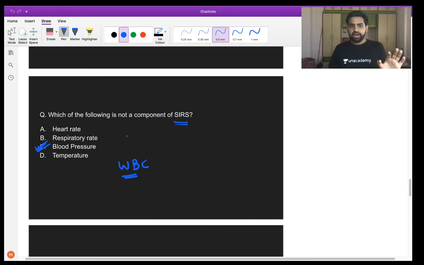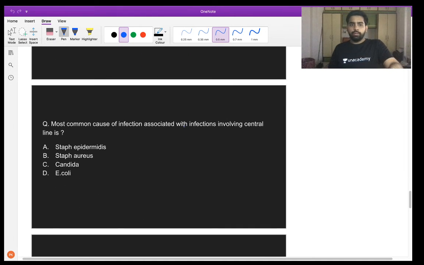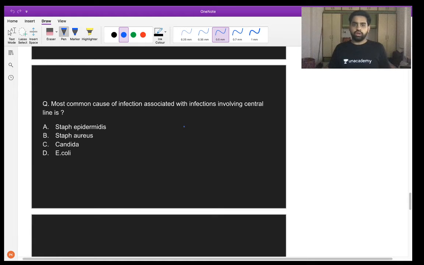This is kind of a characteristic of SIRS. Two or more than that, it is a characteristic of SIRS, systemic inflammatory response syndrome. Okay, right. Now, the most common organism associated with the infection involving the central lines.